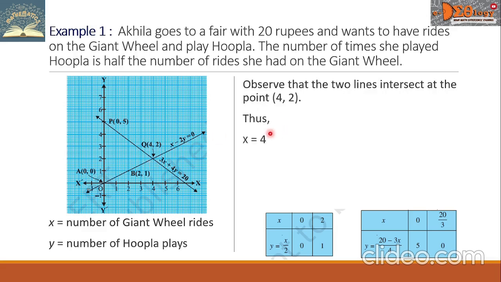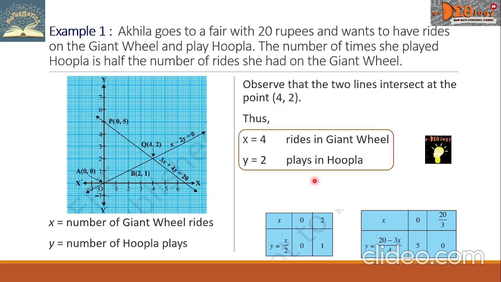In this case, we say that x equals 4 because this is the x coordinate. Therefore, Aquila got 4 rides in giant wheel. And for the y equals 2, it means this 2 is the number of hoopla plays. And this is now the final answer.